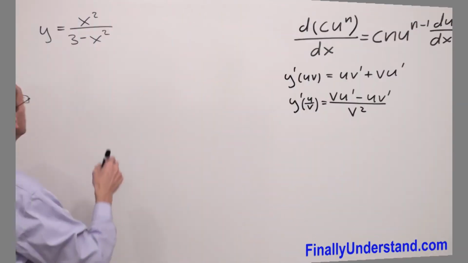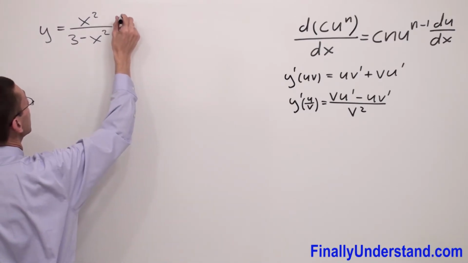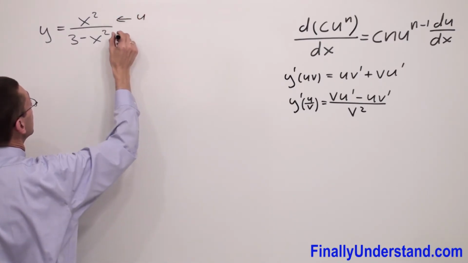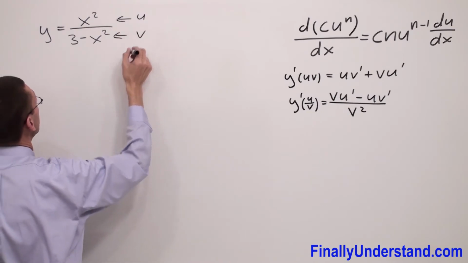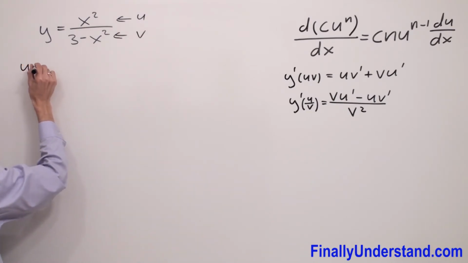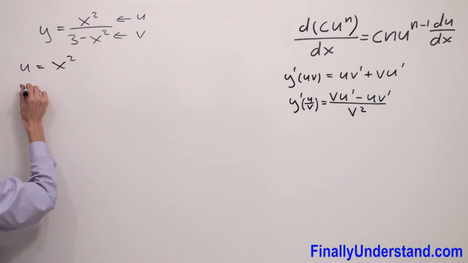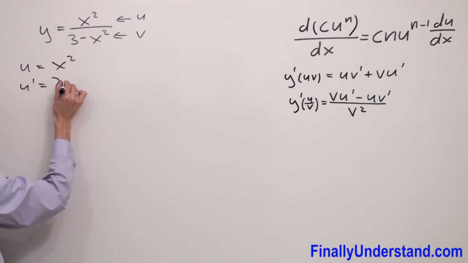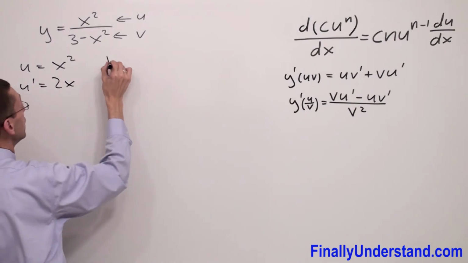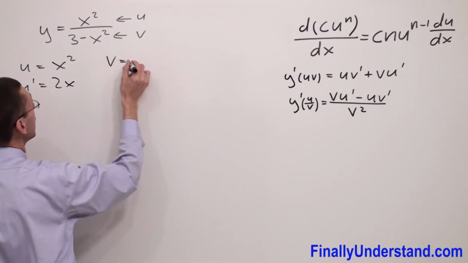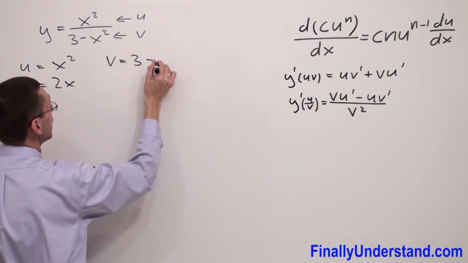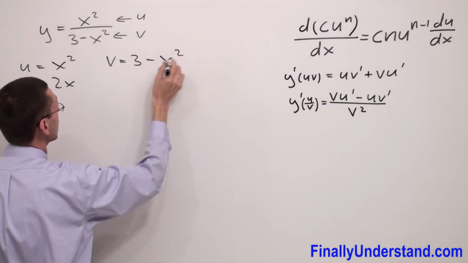We have another example on the board. So first, let's find u and v. We said that the numerator is u and the denominator is my v. So I have u is equal to x squared. The derivative, u prime, is equal to 2x. v is equal to 3 minus x squared.